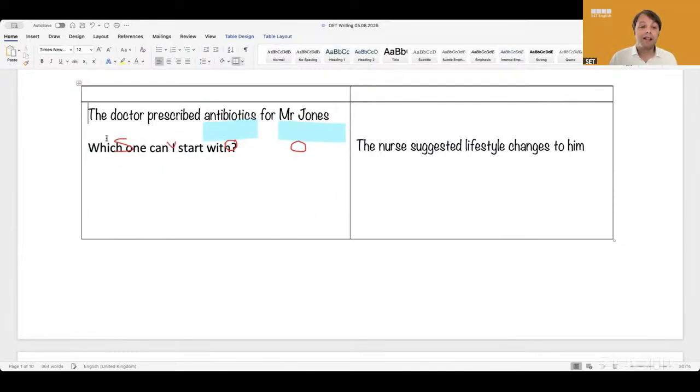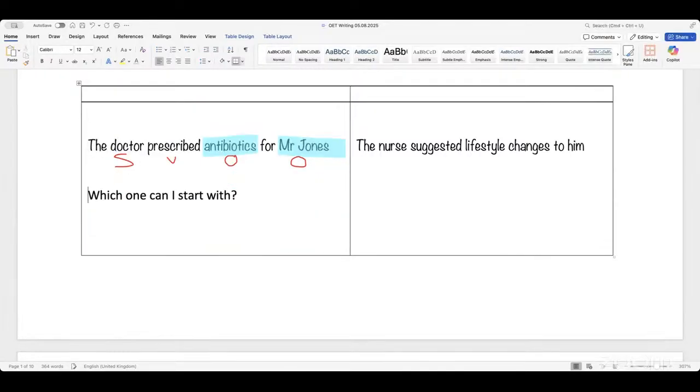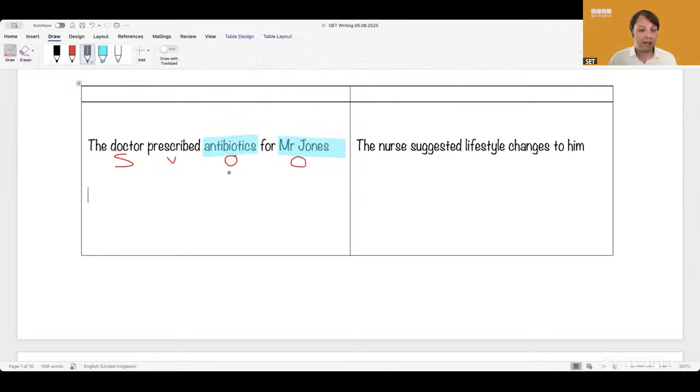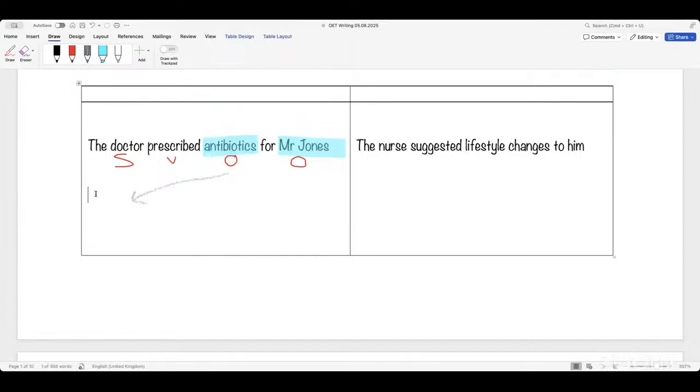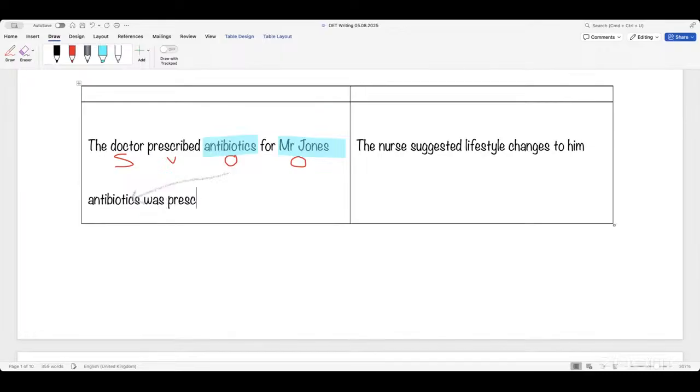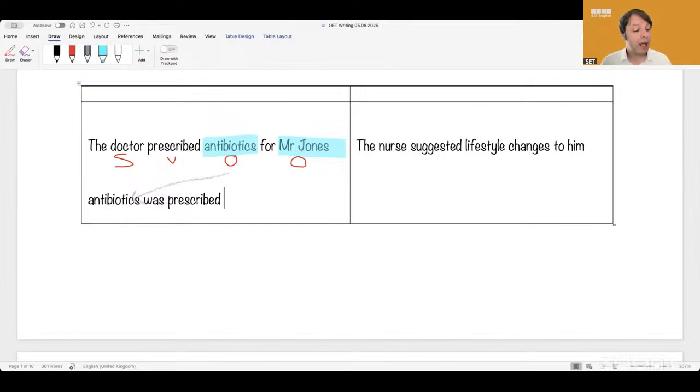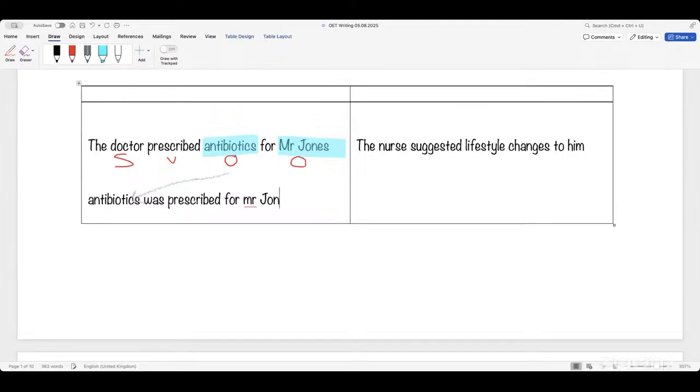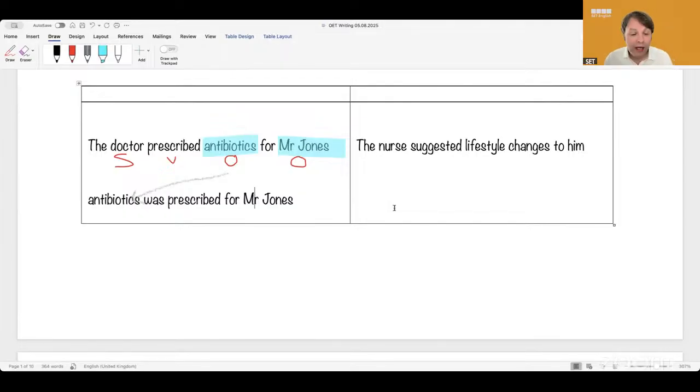Okay, is she right, guys? Does everyone agree that we can say both here? Okay, so we can say, for example, we can take the object of antibiotics and we can say, one more time, could you say it again? Antibiotics was prescribed for Mr. Jones. Just Kadriye, please. Firstly, it's just Kadriye. No one else is speaking.